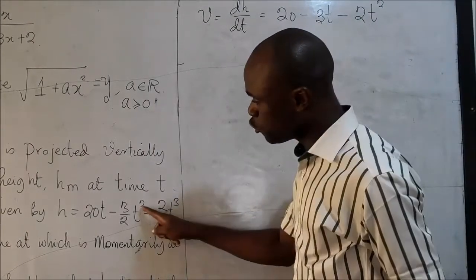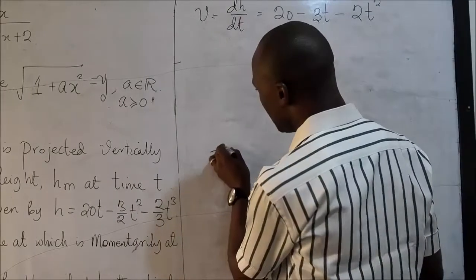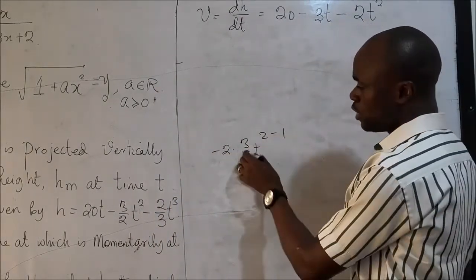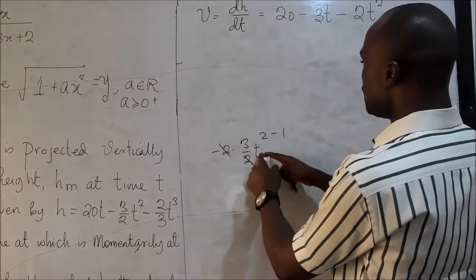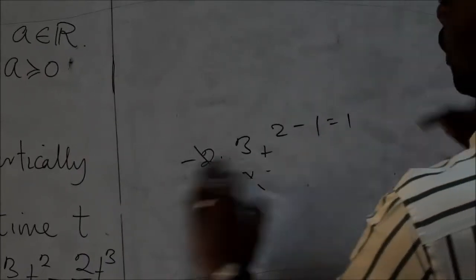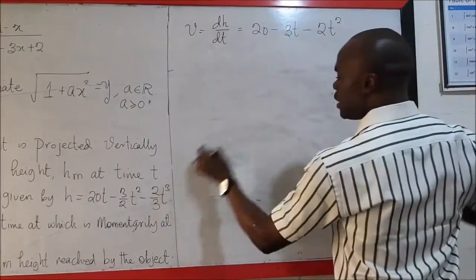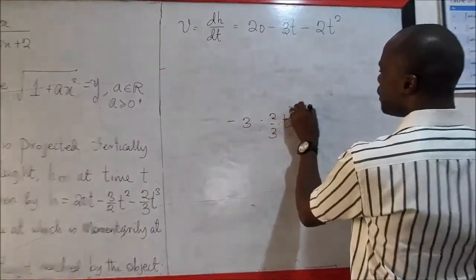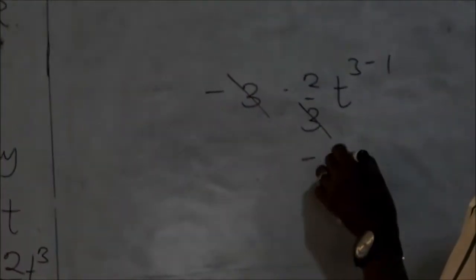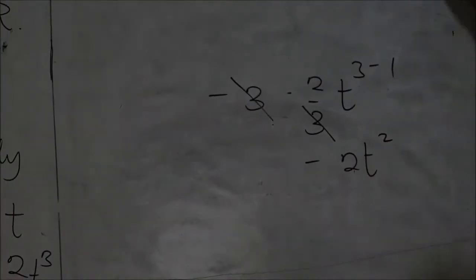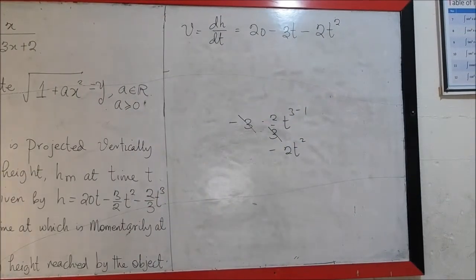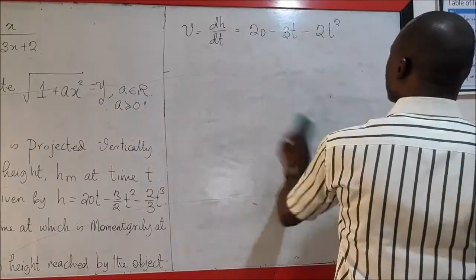So let me explain what I did. This 2 here comes down, so you see I have minus 2 times 3 over 2 t to the power 2 minus 1. So this cancels this, and you have minus 3t here. On this other side, this is going to give you 3 times 2 over 3, then t to the power 3 minus 1. So this is going to cancel this, and we have minus 2t squared. So that's how I got this. Just a brief way of explaining everything I've done. Okay, so let's carry on.